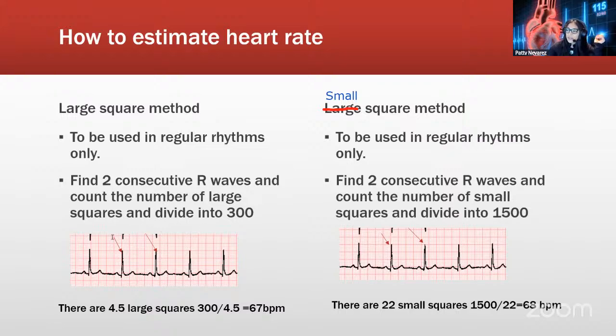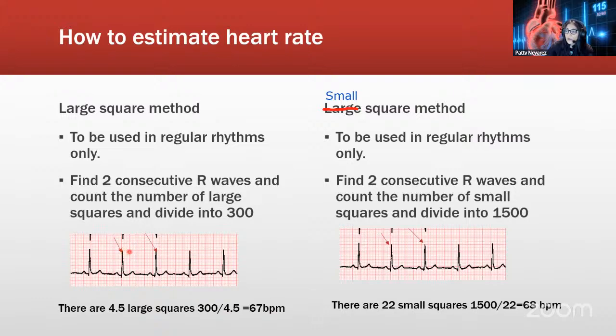So in this particular case, typically what I like to do is start on an R that ends on a line or starts in a line. So it gives me a baseline so I can start counting the squares. In this case, it's the same EKG that we saw before. I just took a snap of it. So we're going to count the large squares between two consecutive R's.